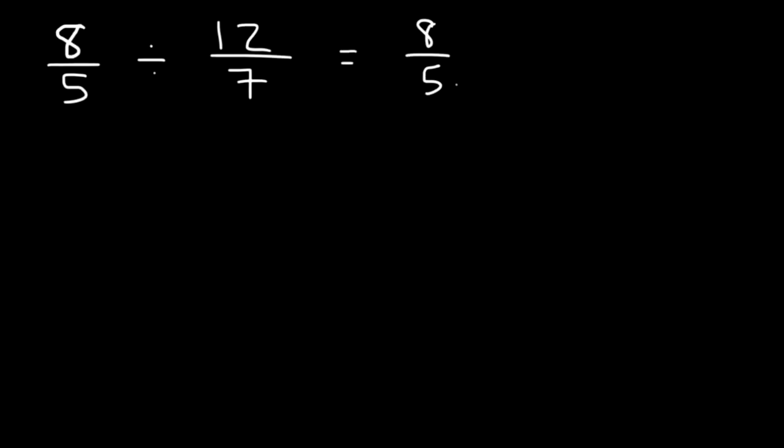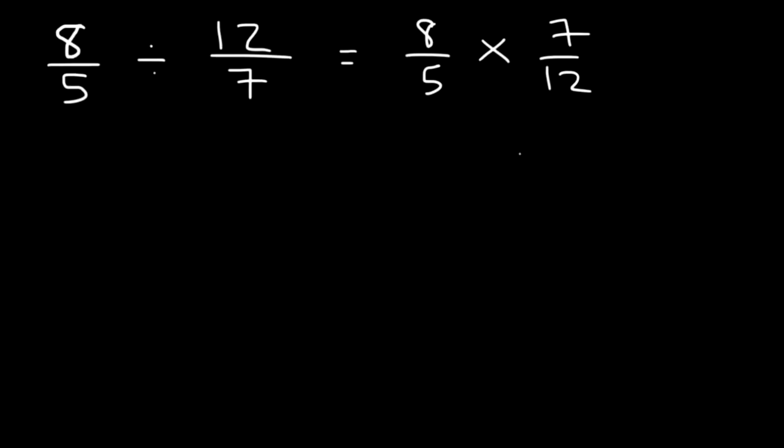In this lesson, we're going to focus on dividing two fractions. Let's use 8 over 5 as an example, and let's divide it by 12 over 7. Now, perhaps you heard of the expression keep, change, flip. It's useful when dividing fractions. Keep the first fraction the same way, change division to multiplication, and flip the second fraction. And now you can do it.